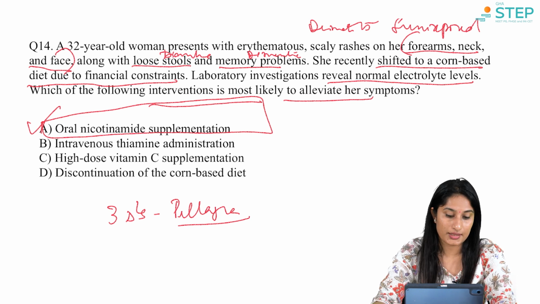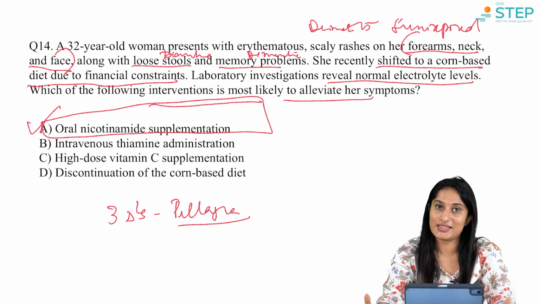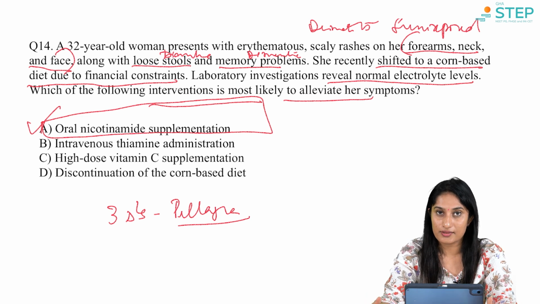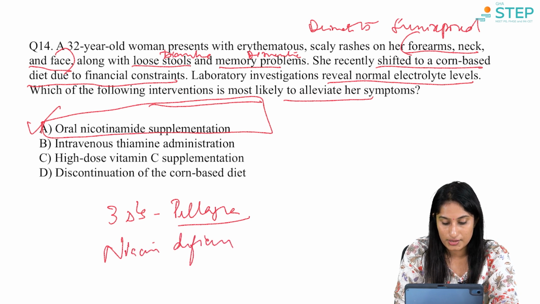Why have we selected this? Because we already got from the history 3 Ds: dermatitis, diarrhea, dementia. We call it pellagra, and we know pellagra is due to niacin deficiency.